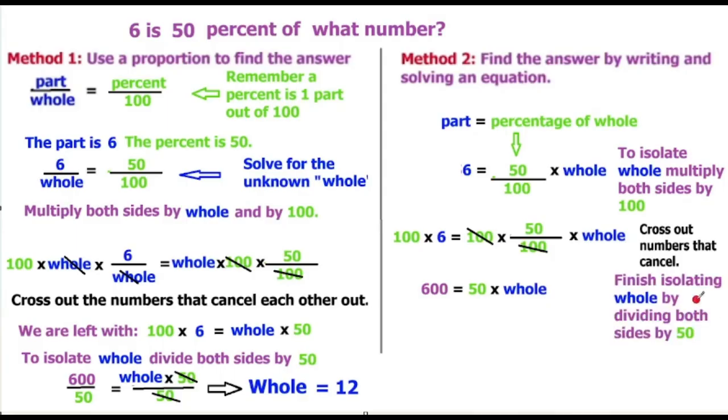So now we can finish isolating whole by dividing both sides by 50. We want to get rid of this, so we're just left with this. And the way to do that is to divide by 50. So 600 divided by 50 equals 50 over 50 times whole. We can get rid of the 50 over 50 now, right? And we're left with whole equals 12, and it's the same answer. So there's two methods, and you can decide for yourself which method is easier for you.